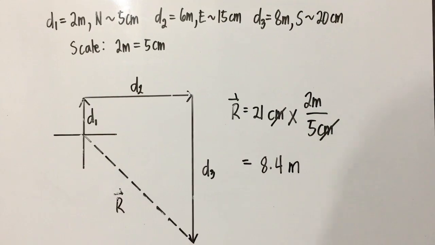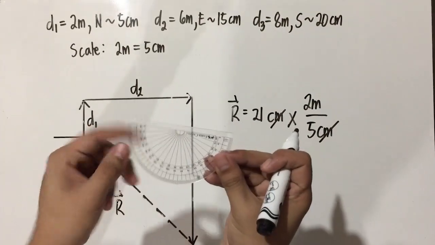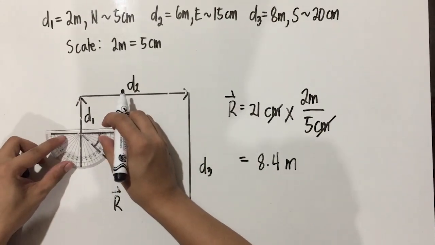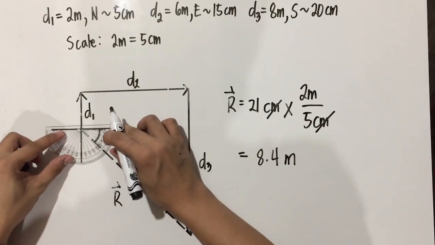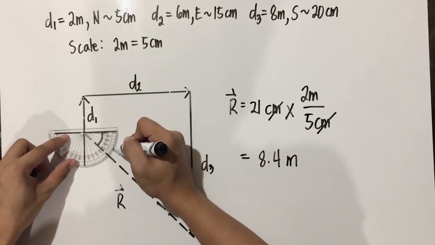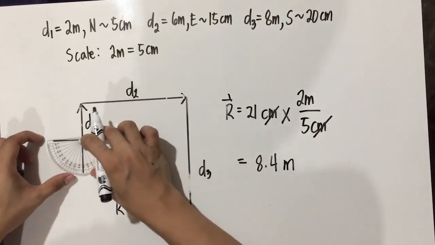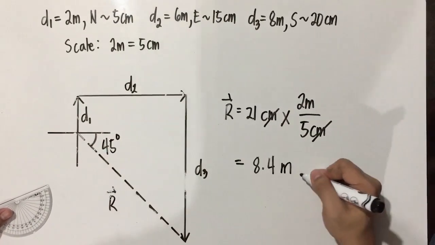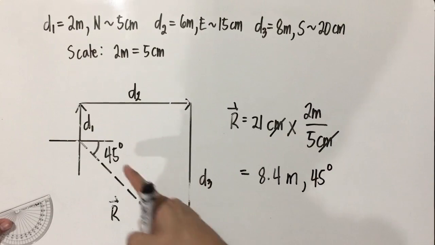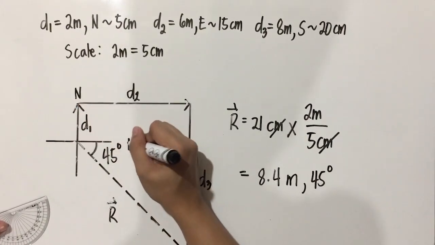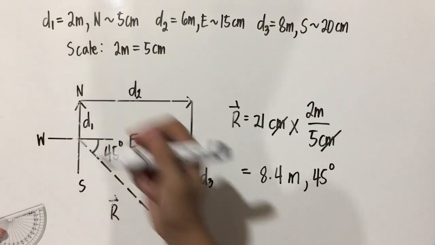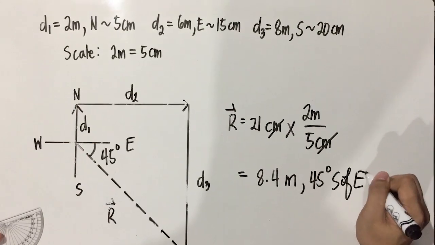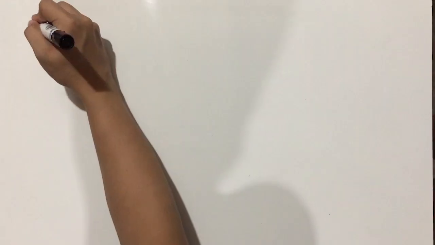Now, using a protractor, let's try to measure the direction. So using the protractor, properly measure it, and therefore, our direction for this particular given is 45 degrees. So north, south, north, east, south, and west, in order for us to properly identify the correct location, that is south of east. Now let's have example number 2.